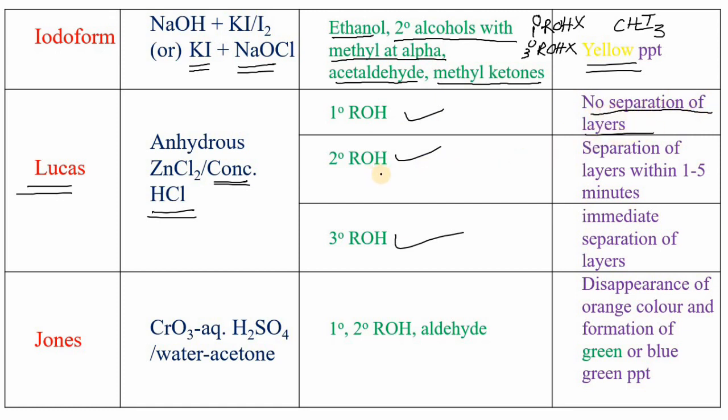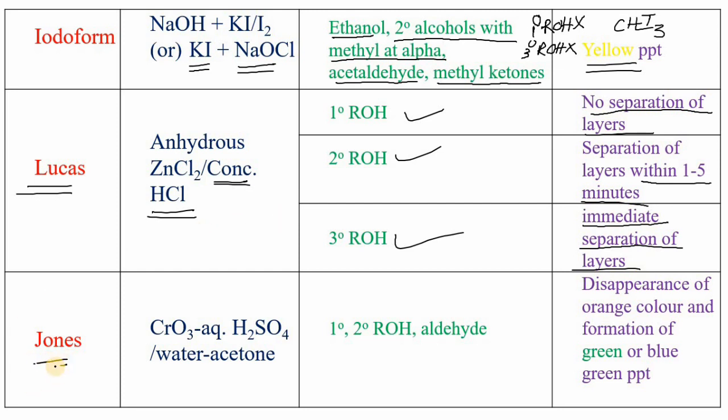But when you treat secondary alcohols with Lucas reagent, there is a formation of alkyl chloride within 1 to 5 minutes. So there is a formation of two layers within 1 to 5 minutes in the case of secondary alcohol. Tertiary alcohols readily form alkyl chlorides. So in the case of tertiary alcohols, there is a formation of two layers immediately. So there is an immediate separation of two layers.